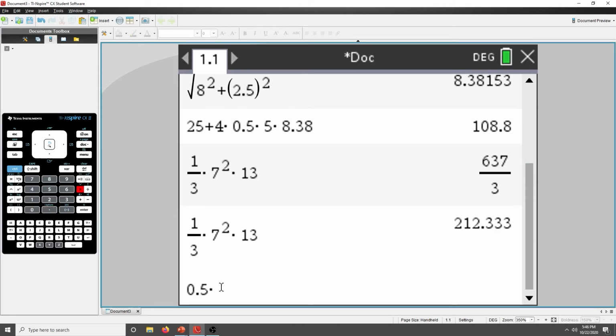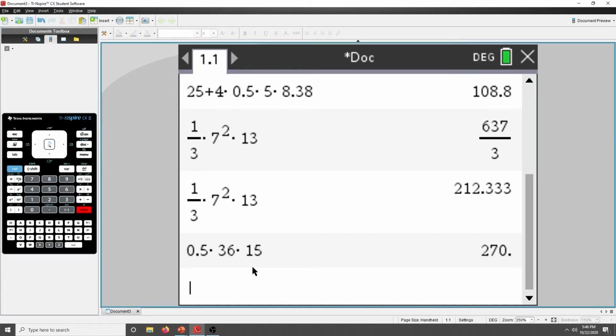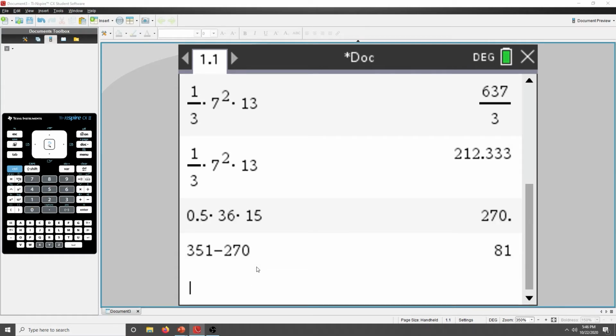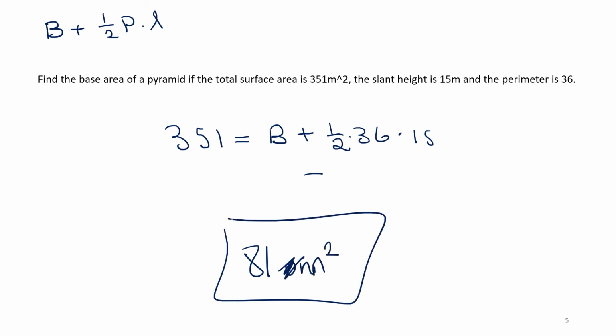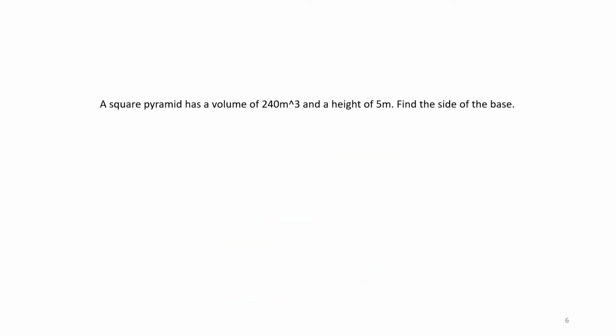So 0.5 times 36 times 15. Yep. 270. Then we take our 351 and subtract 270, 81. So our base area is 81 square, oh, not units, square meters. Not too bad, right? Here's another one.